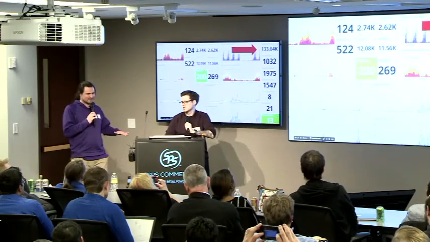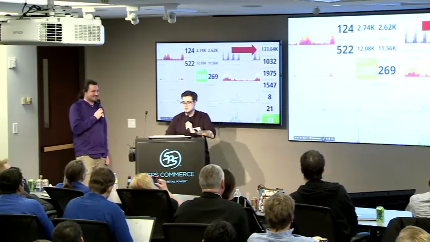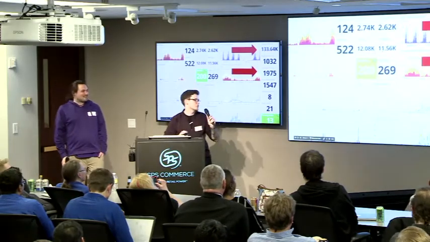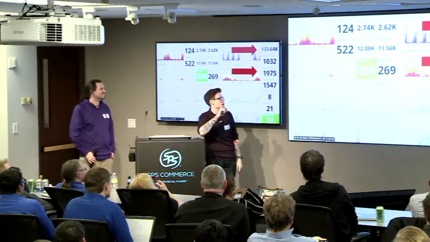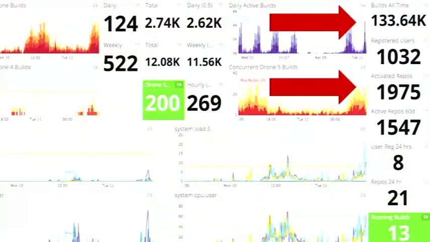And this was a super small thing in Target 2 months ago. And then activated repos are another thing. We're at almost 2,000 activated repos in our private GitHub Enterprise instance right now. So the growth has really been a lot faster than any of us anticipated that it would be.